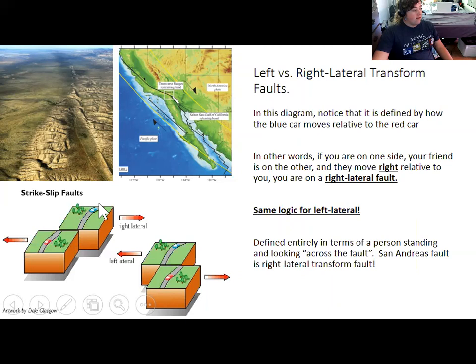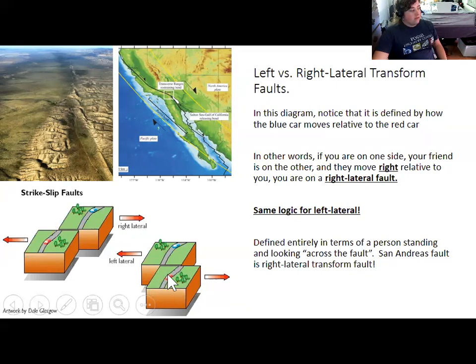In this diagram, on the lower left corner, the fault is a right lateral fault because if you are in the red car, from your perspective, your friend in the blue car is going to move to the right. Now, even though you are moving to your left, from the perspective of the person in the blue car, you are moving to their right. If you're in the blue car and facing directly at the fault, you're going in this way, and that, from their perspective, is to the right.